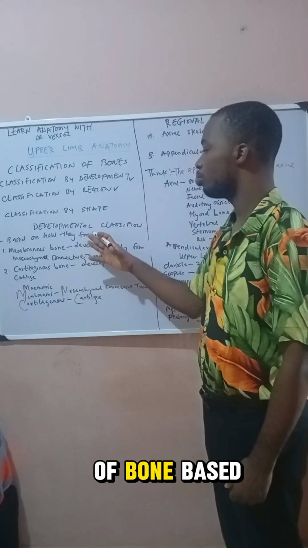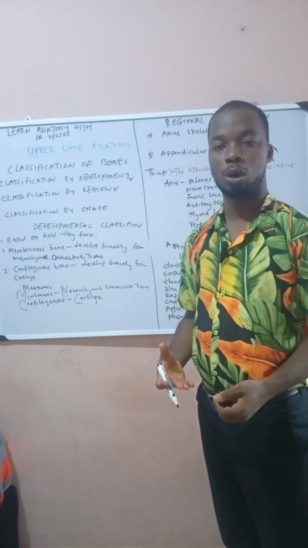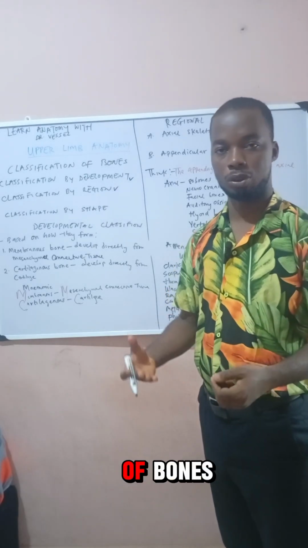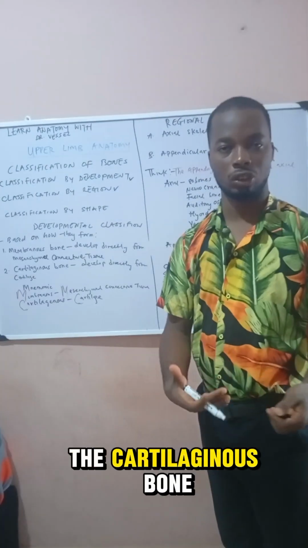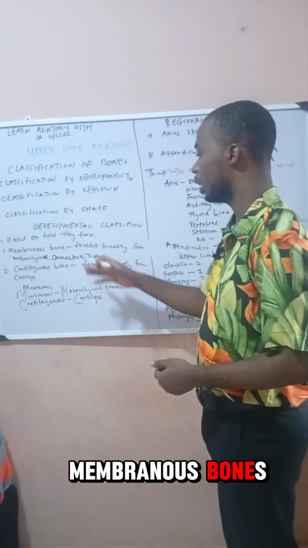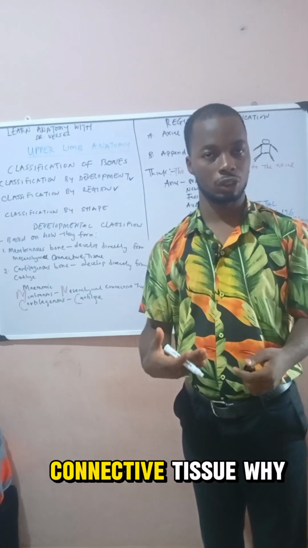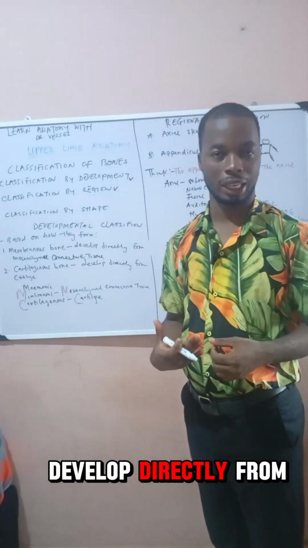Now, for classification of bone based on development, we have two types of bone. We're looking at how these bones are formed. We have the membranous bones and we have the cartilaginous bone. Membranous bone develops directly from the mesenchymal connective tissue, while the cartilaginous bone develops directly from the cartilage.